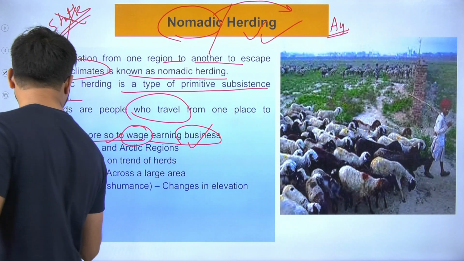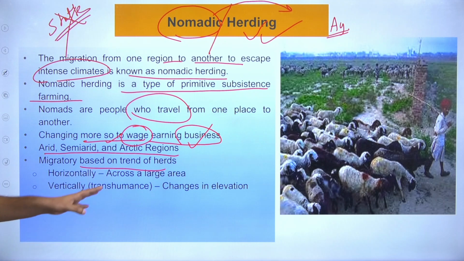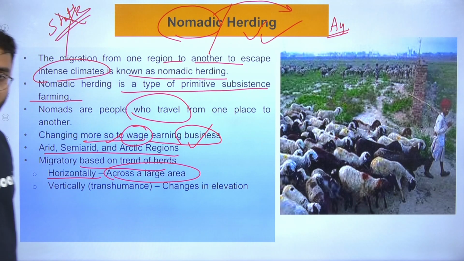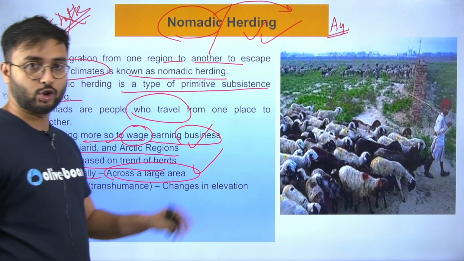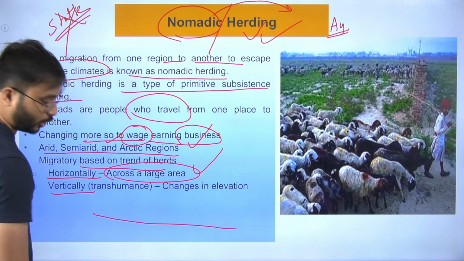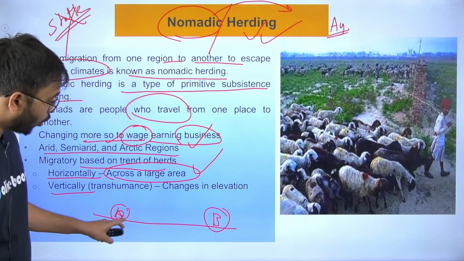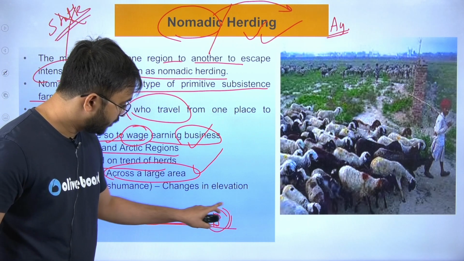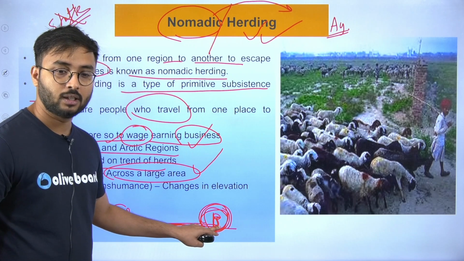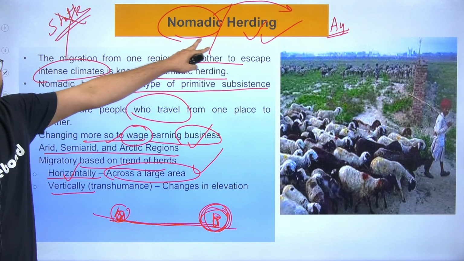The most number of nomadic herdings you could see in arid, semi-arid and Arctic regions. A migratory trend is there among these herders. Horizontally they can move across a large area, and their movement can be vertical also. For example, this is a horizontal movement from location A to location B. For example, they moved from the Konkan region of Maharashtra to the Malnad region of Karnataka. So this horizontal movement could be called horizontal transhumance or horizontal nomadic herding movement.